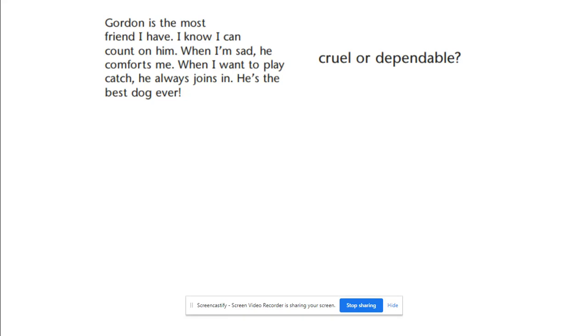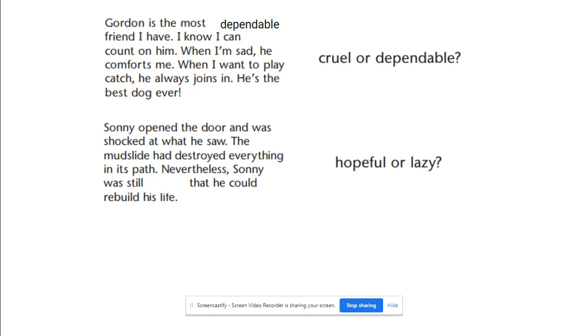If we look at the passage, there are several context clues, right? Gordon is someone that the narrator can always count on. He comforts him when he's sad, and he always plays with him when he wants to play. So we would say that Gordon is dependable, right? Not cruel. He doesn't do anything mean in this passage. We know he's not cruel.